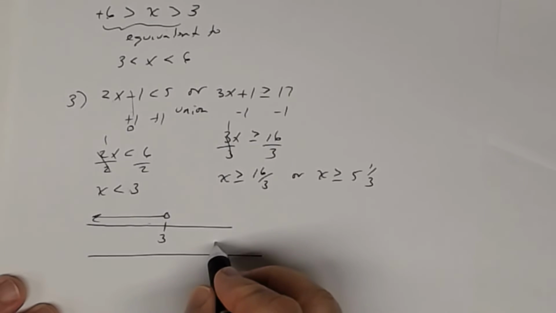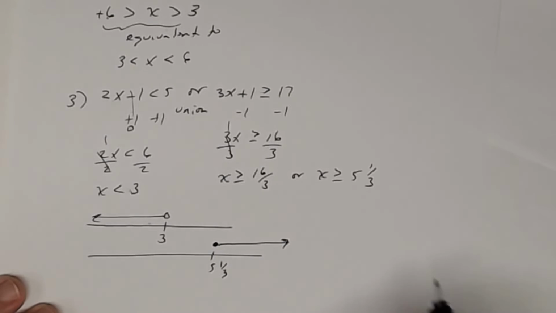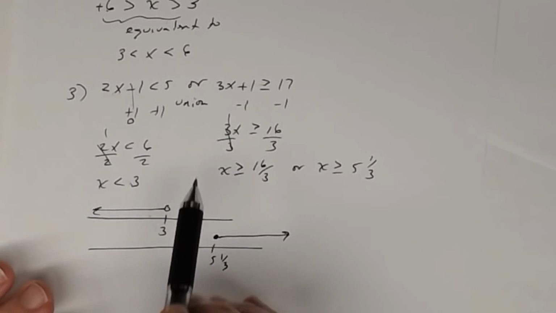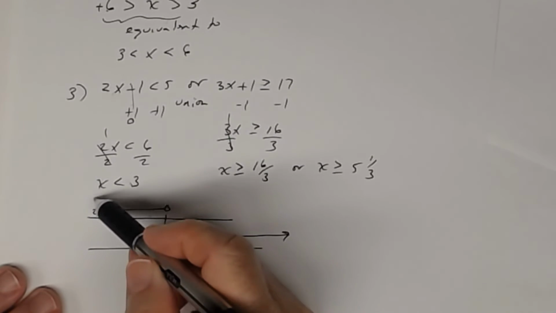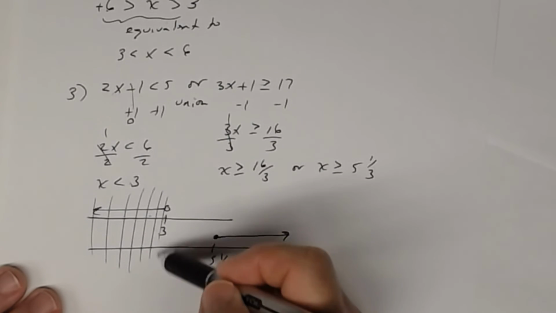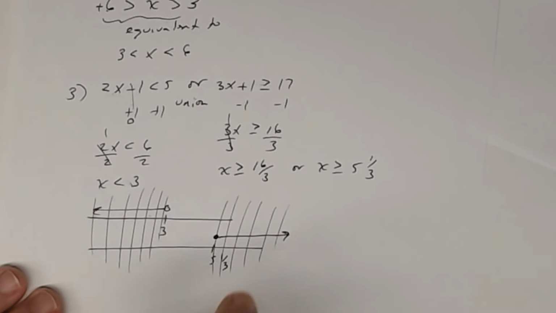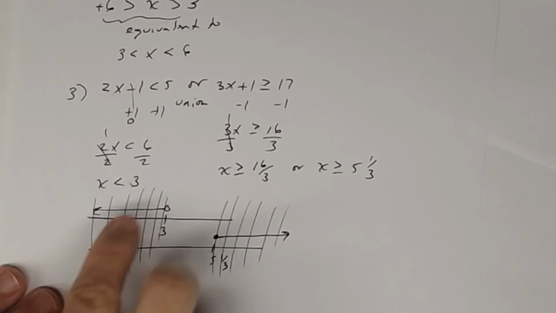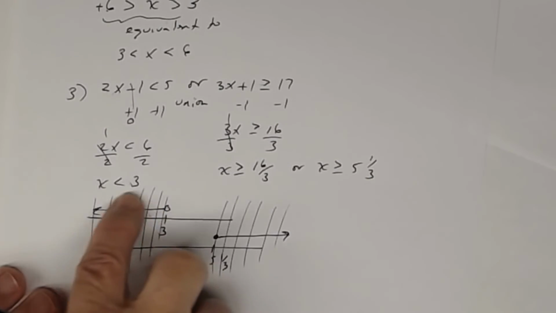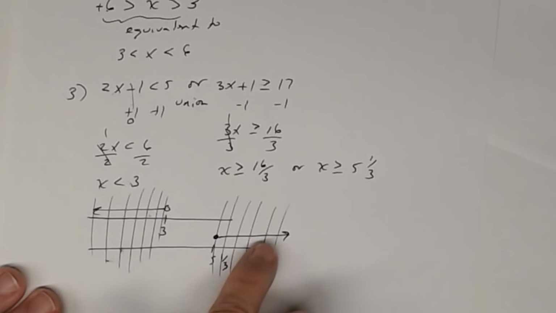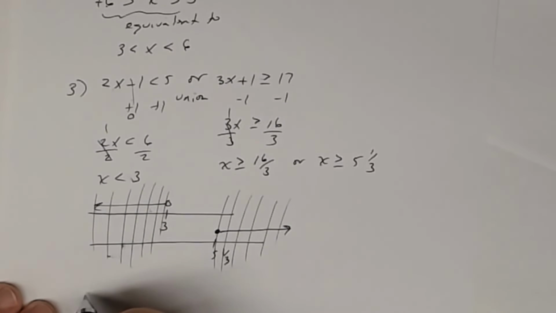Closed circle because of the equal sign going to the right. Now, remember, this is an or statement. So anything that's shaded is a solution. Anything that's shaded is a solution. So the solution to this compound inequality will be this set here and also this set. But you got to write it better.